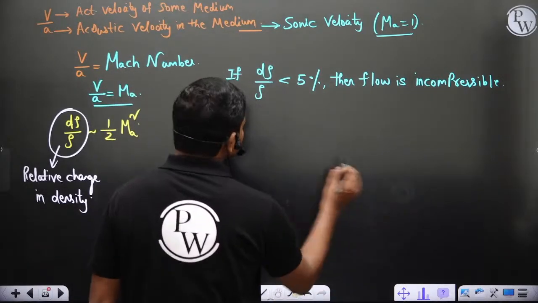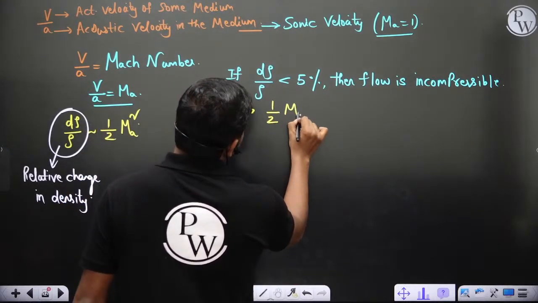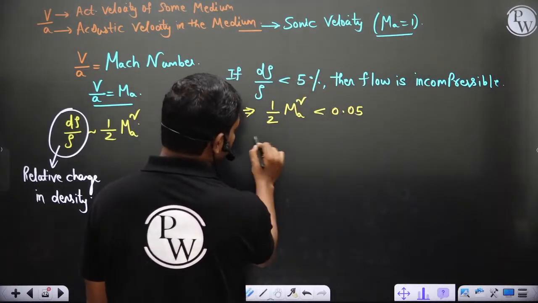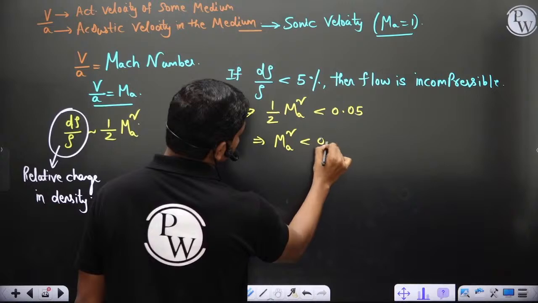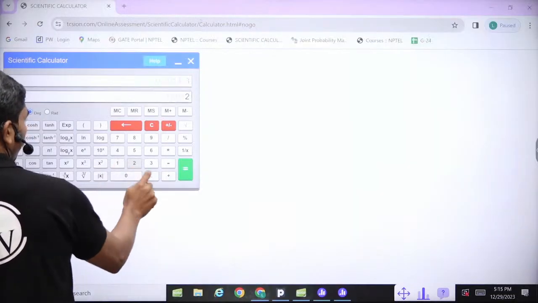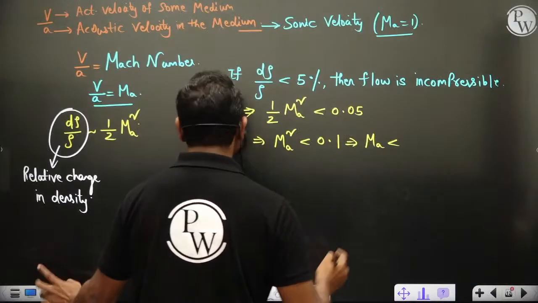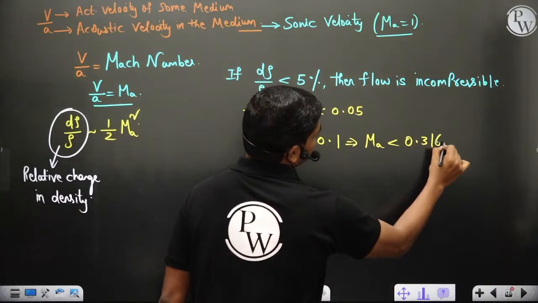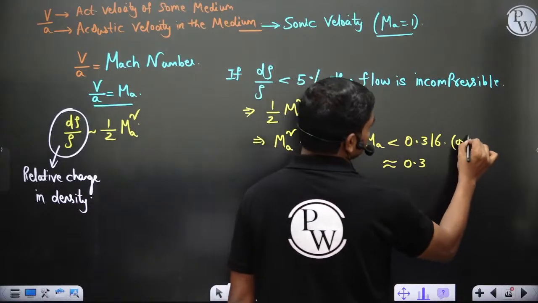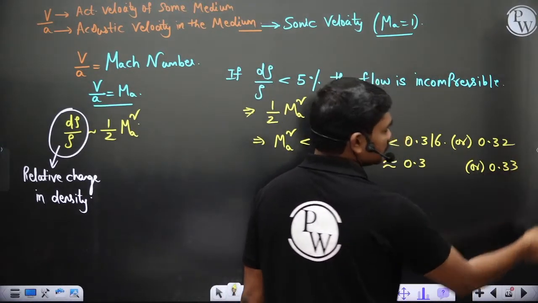If density variation is less than 5%, this implies, because these two scale each other, Mach square is less than 0.05. Yes or no? Because this is 5%, so 5 by 100, 0.05. Mach square less than 0.1, so Mach number is less than the square root of 0.1, which is 0.316. Some books round it off as 0.3 to 1 decimal, or some write 0.32, or sometimes 0.33, because this is 1 by 3, easy to do calculations.